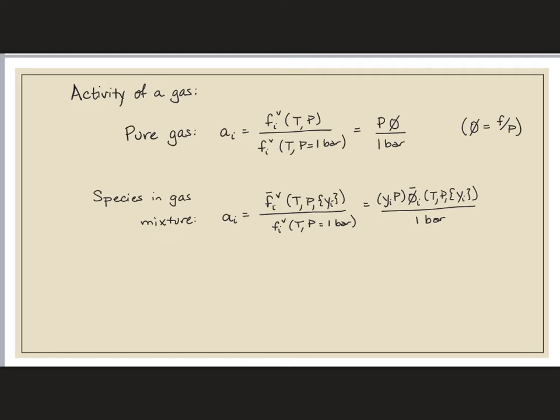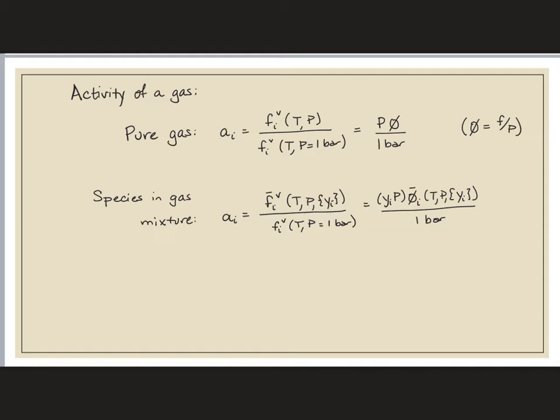So first, let's look at the activity of a species in a gas. That gas could either be pure or a mixture. If it's pure, then the activity is the fugacity of that substance in the vapor phase at the temperature and pressure divided by the fugacity of that species in the vapor phase at a temperature and pressure of 1 bar. Because we can define a fugacity coefficient, f over P, this would be the same as saying P times the fugacity coefficient divided by 1 bar.